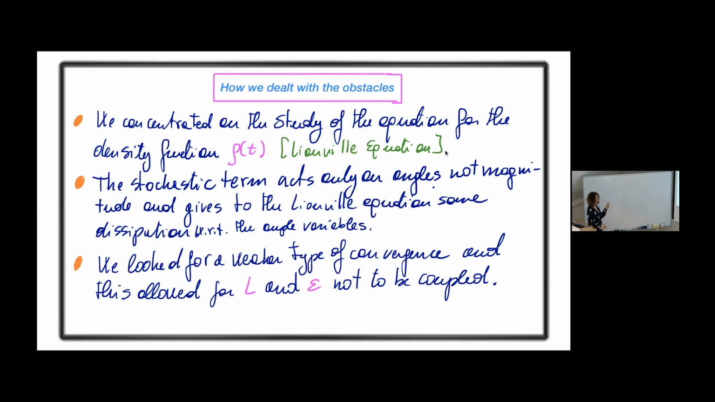So when you take the limit as L goes to infinity and epsilon goes to zero, that's in a weak sense, which is made rigorous in the paper, but I'm not going to talk about it here. And because of the stochastic term, and because we are looking for a weaker limit, for us, the L and the epsilon are not linked, so they are unlinked.